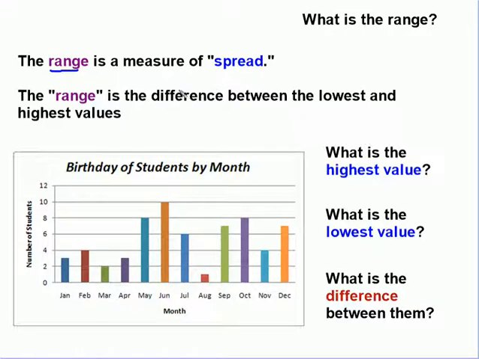The range is a measure of spread. The range is the difference. Now remember, difference tells you subtraction. The range is the difference between the lowest and the highest values. Let's take a look at this example.